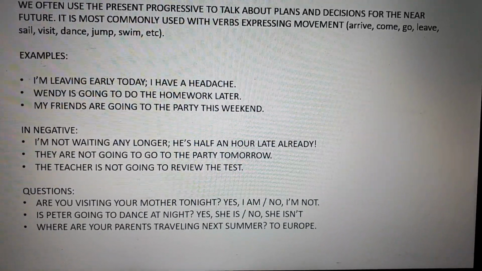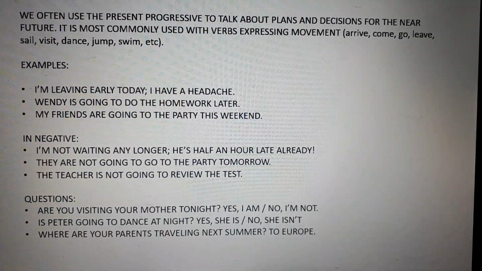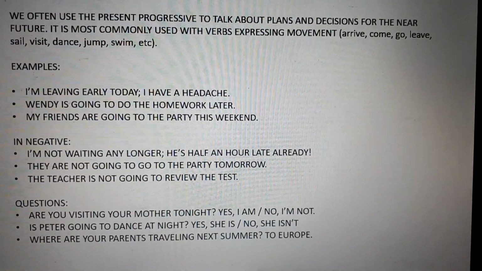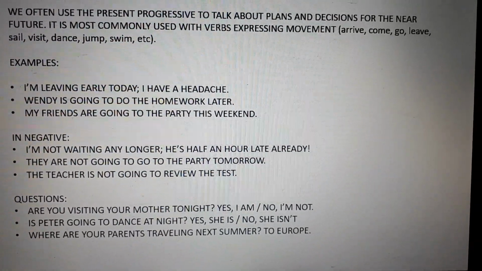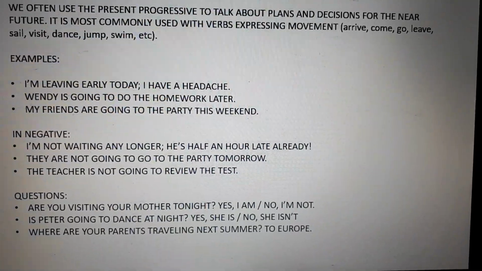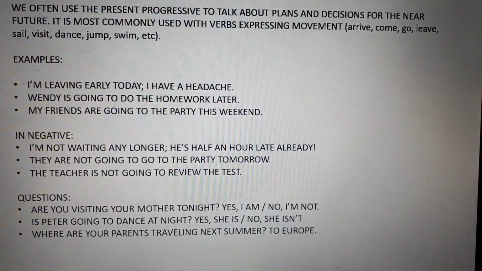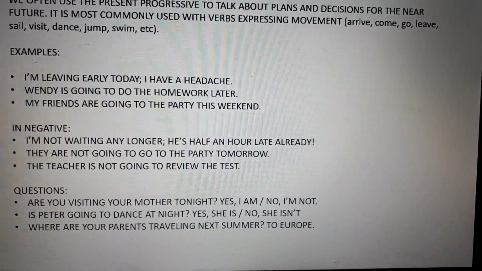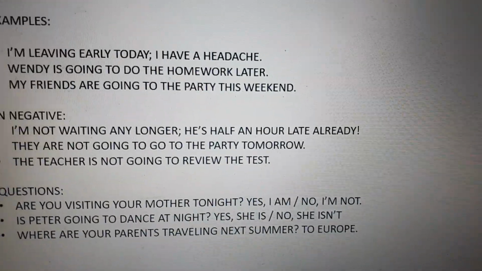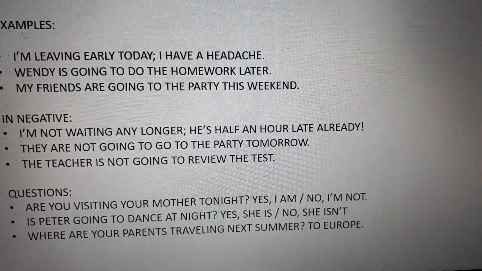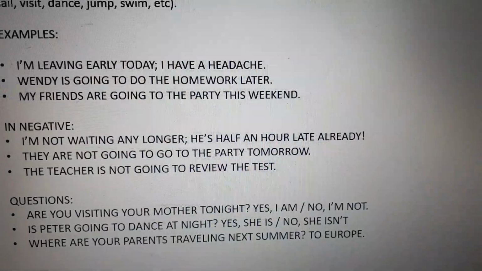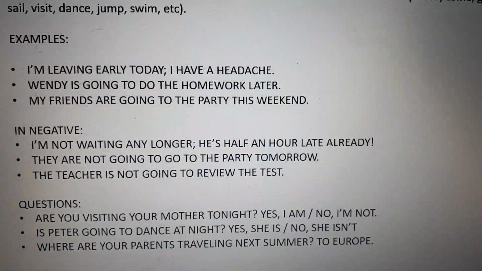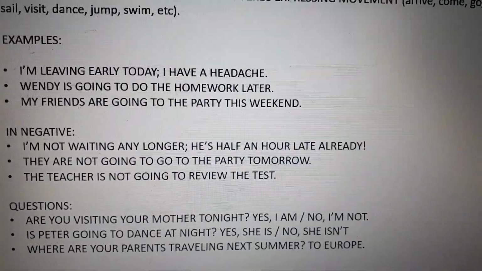Now, for a question, remember that for a question, we need to begin with the auxiliary, okay? Or if we have a WH question, that goes first. So we have a question, are you visiting your mother tonight? Yes, I am. No, I'm not, okay? Is Peter going to dance at night? Yes, she is. No, she isn't, okay? If you begin with are, well, the answer has to be with are. Or if you're going to answer as a first person, you're going to answer with am, okay? Is with is, are with are, etc.